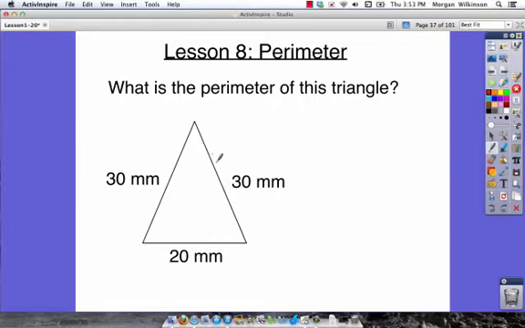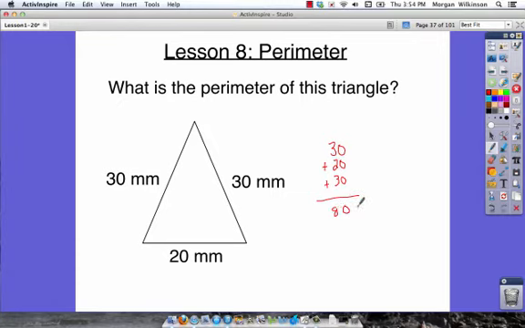We're going to add all those sides up, all three sides, to figure out what the total distance would be if we had to go from the top and go all the way around. So we've got 30 millimeters plus 20 millimeters on the bottom plus 30 millimeters on our other side of our triangle. We add those up. 0, 0, and 0 gives us 0. 3 plus 2 is 5, plus 3 more is going to give us 8.